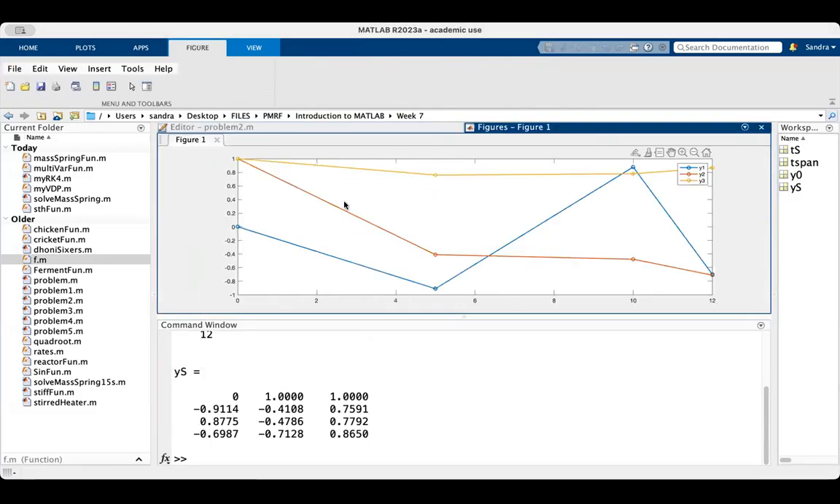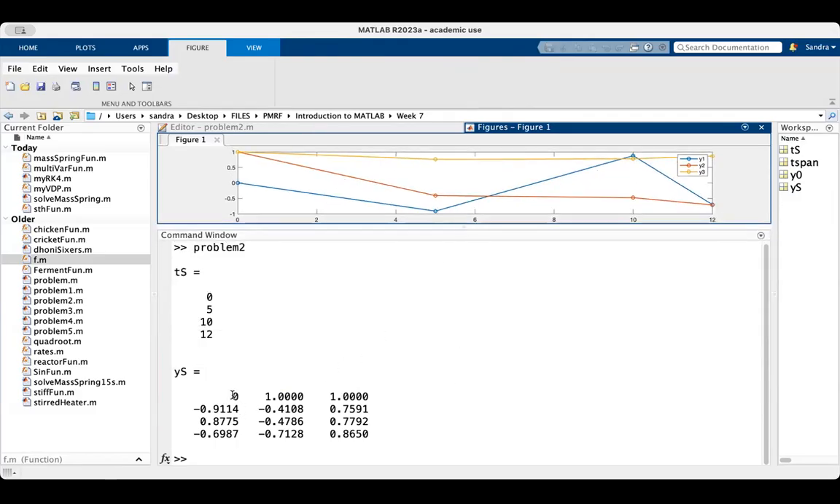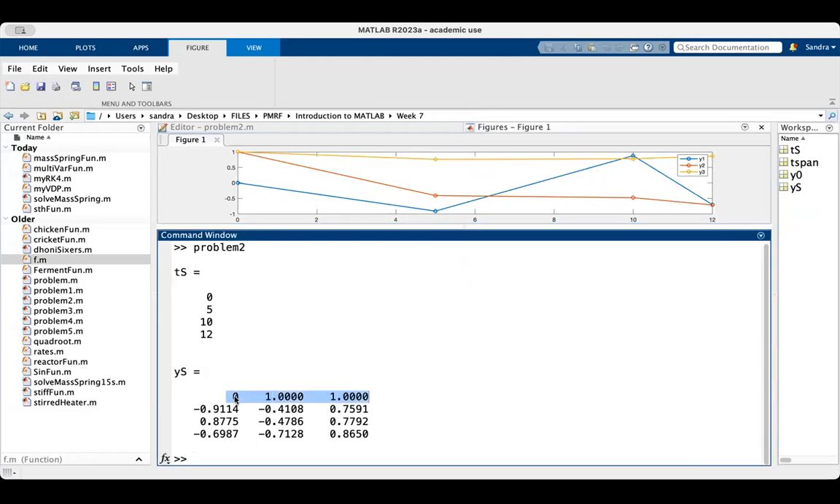So this is how your plot will look like. The blue line is for Y1, the red is Y2, and the yellow is Y3. And these are the values. For t equal to 0, this is the value, the initial guess, that is 0, 1, 1.